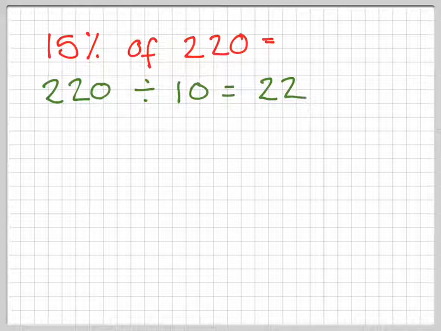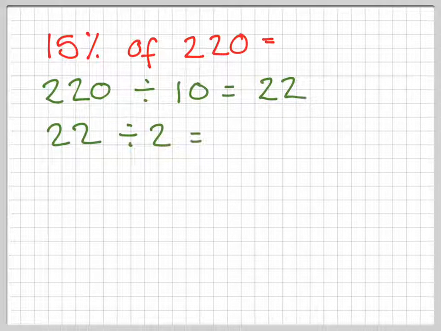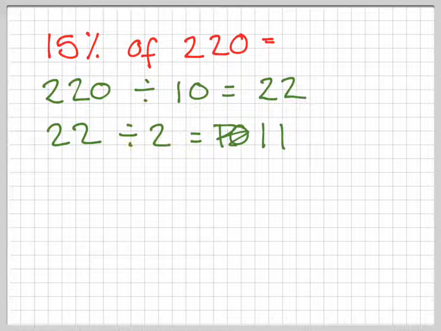Now if we know that 10% is 22, working out 5% is just halving our answer. So we're going to do 22 divided by 2 to give us 11, and that will give us our answer, that's 5%. So here we've got 10% is 22, 5% is 11. So to work out 15%, all we do is add those together. So 22 add 11 would be 33. So our answer to 15% of 220 would be 33.